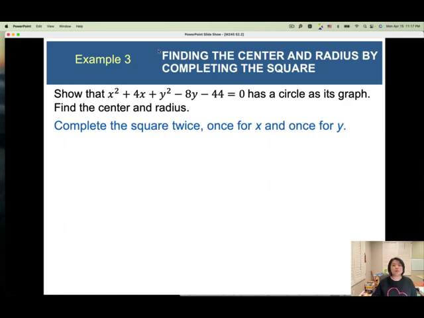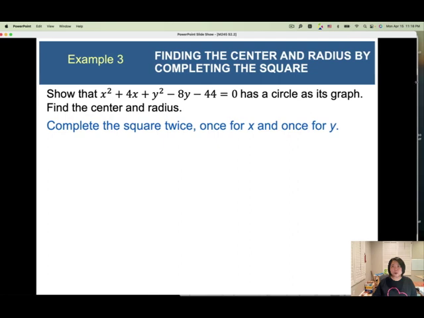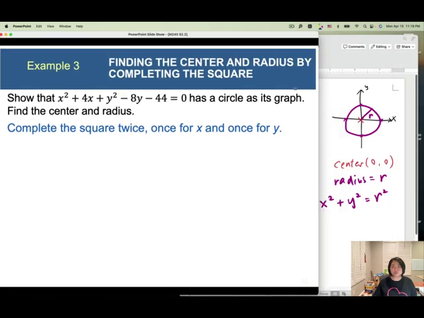Look at this example. x squared plus 4x plus y squared minus 8y minus 44 equal to 0 has a circle as its graph. Find the center and the radius. So this is the general form, right? We want to revise it to the center-radius form.